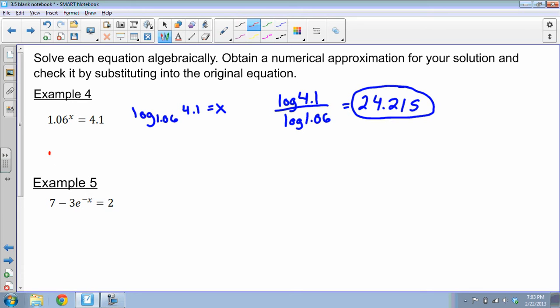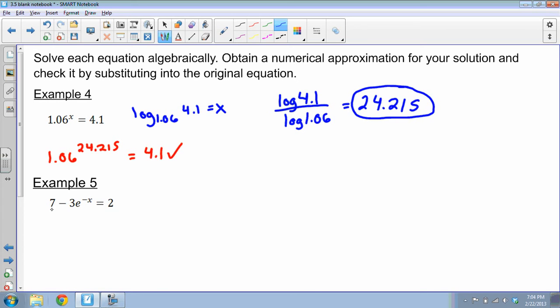Now when we check this in our original equation, I still have that up on my calculator, and you should too. So we're going to put in 24.215 here, but I'm actually going to do 1.06 to and then I'm going to put second answer so that I didn't have to round at all. That gives me 4.1. If I didn't do second answer, I wonder what it would give me. 1.06 to the 24.215 gives me 4.099997801, which is really close to 4.1, probably close enough that you would be able to tell, okay, I did it right, but as long as we have the second answer key, we might as well use it.